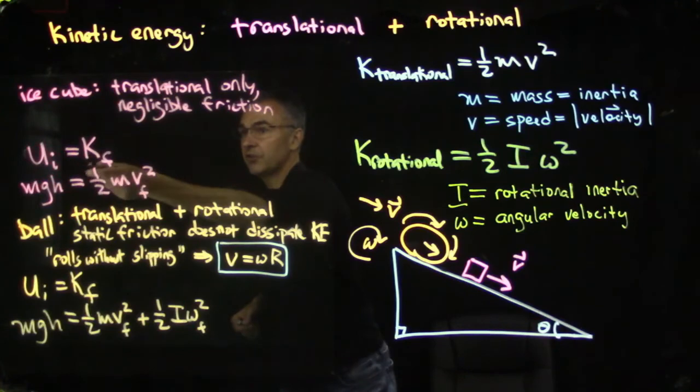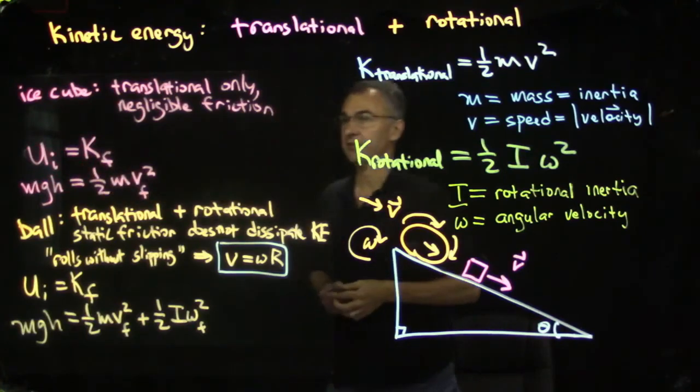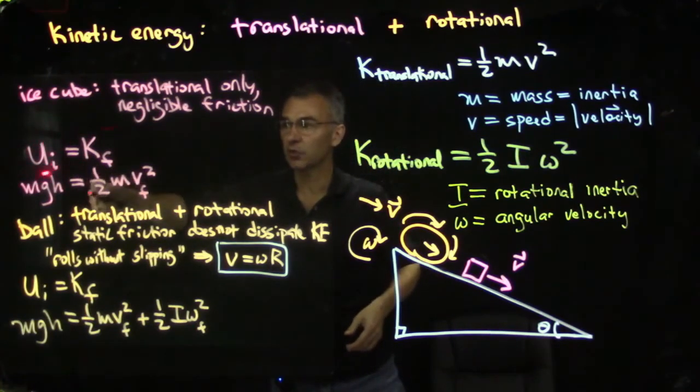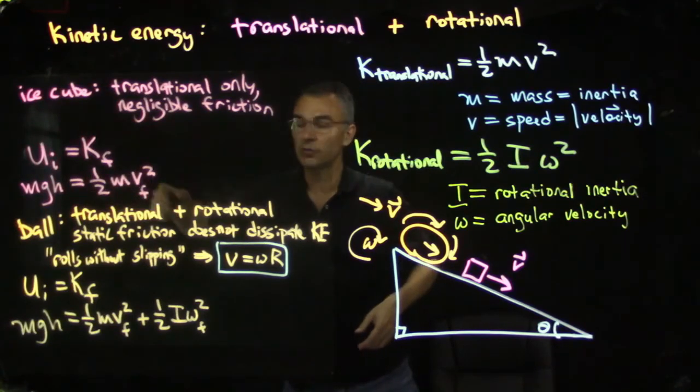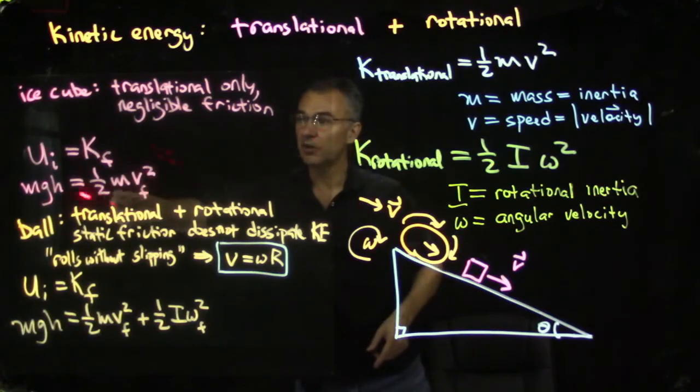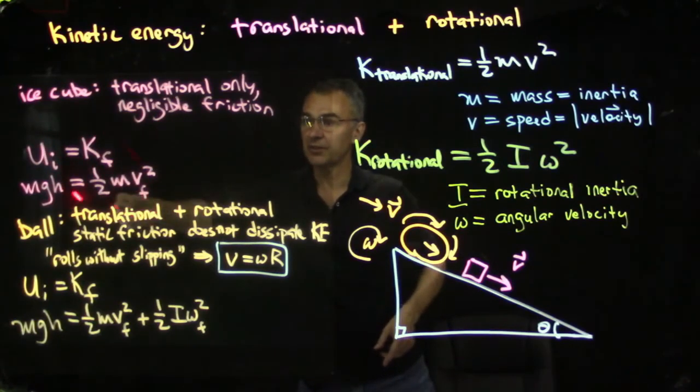For the ice cube with only translational kinetic energy and negligible friction, the initial gravitational potential energy turns into the final kinetic energy. Initially, the energy all takes the form of gravitational potential energy, mgh, and in the final state, we're down at h equals 0, so all of the energy is in the form of kinetic energy, which is 1/2 mv squared. So we'll call this v final, 1/2 m v final squared.